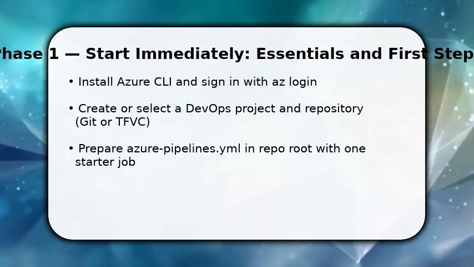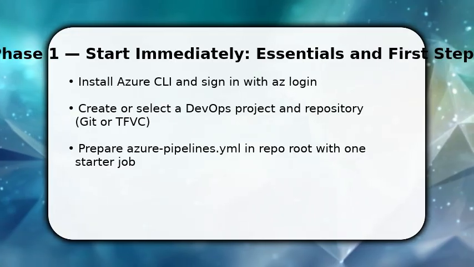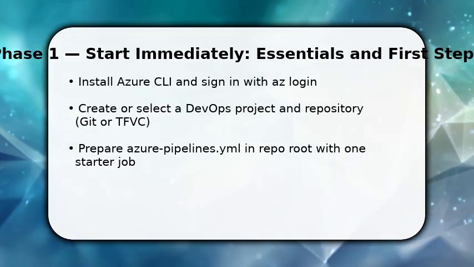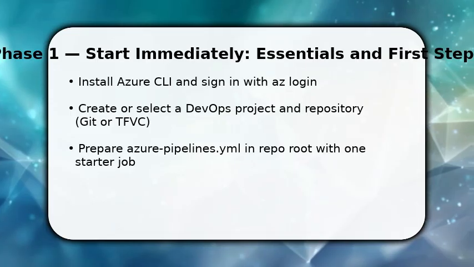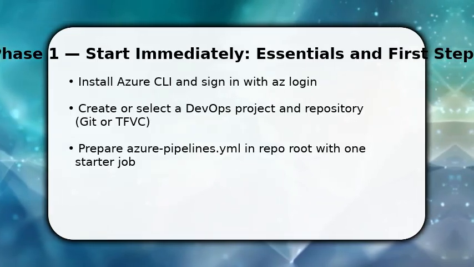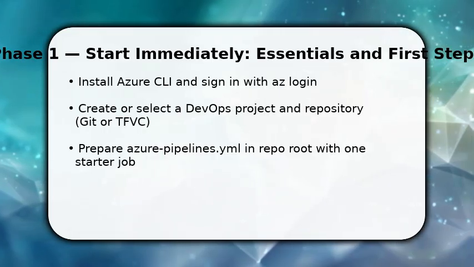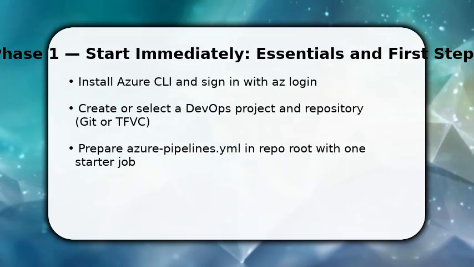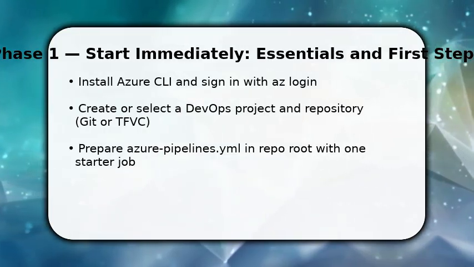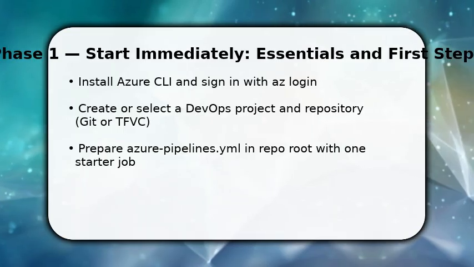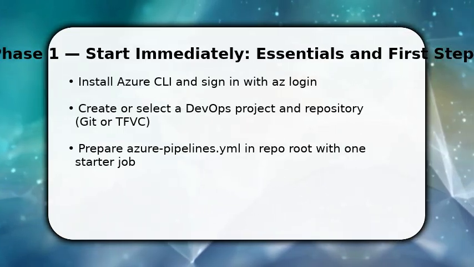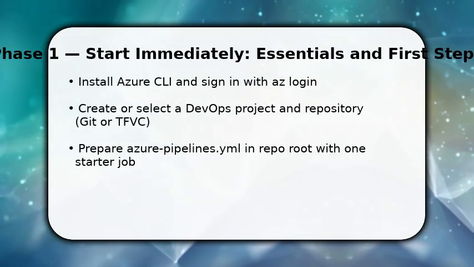You begin by ensuring prerequisites are ready: Azure CLI installed, and you are logged in, plus a DevOps project and code repository. Once done, create azure-pipelines.yml at the repo root so the service can find your pipeline. This file defines stages, jobs, and steps. Make sure to grant the pipeline access to the repository, otherwise triggers won't fire.